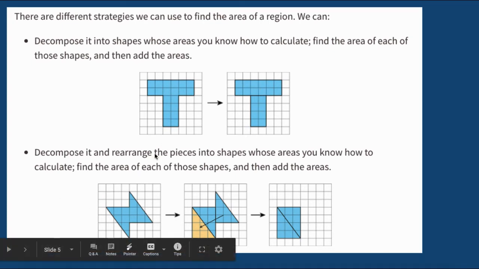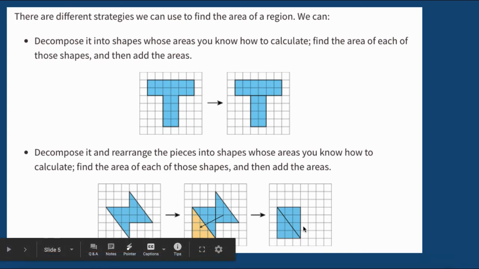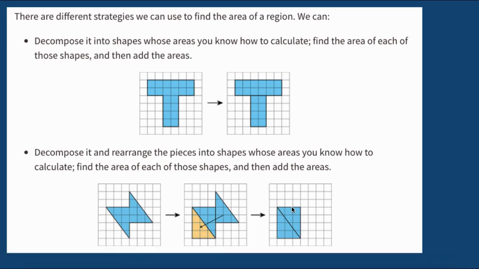Second, if you see this one here, we have this really wonky shape that doesn't look like anything I've ever seen before. But again, we can cut it up and move those pieces around. If we move these pieces around, we then end up forming a rectangle. Again, a shape that we know how to find the area of.